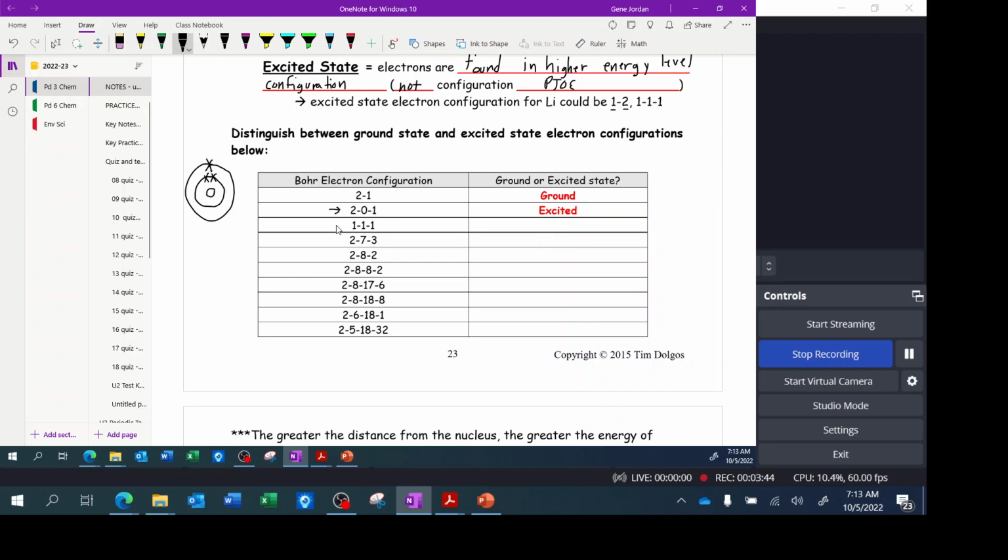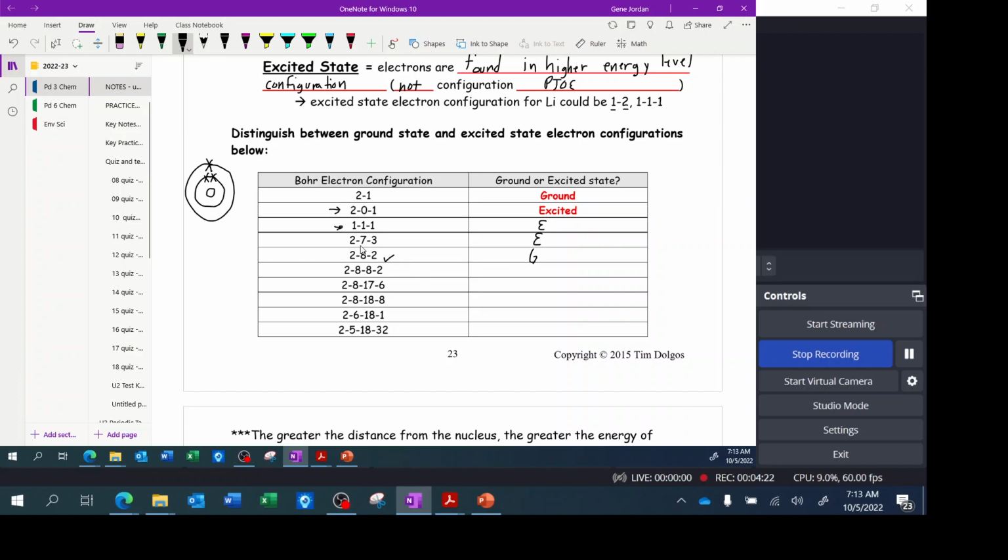All right, here's an atom with 3 electrons. Now it's configured 1-1-1, which definitely is not lithium's configuration. So we consider that the excited state. Next, 2-7-3. You'll have to look on the periodic table for a 12 electron element, and that element will not have this configuration. That would be magnesium. The magnesium configuration is 2-8-2 on the periodic table, so that's the ground state, and this is the excited state.